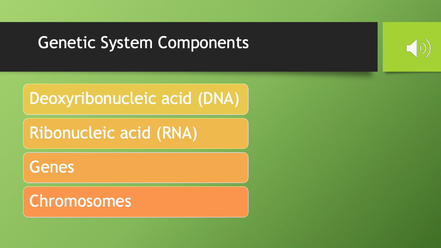We, of course, have deoxyribonucleic acid, that's DNA. We have ribonucleic acid, that's RNA. We have genes and chromosomes. So DNA is formed from different nitrogenous bases. It comes in the form of purines and pyrimidines. The purines are adenine and guanine, whereas the pyrimidines are cytosine and thymine.